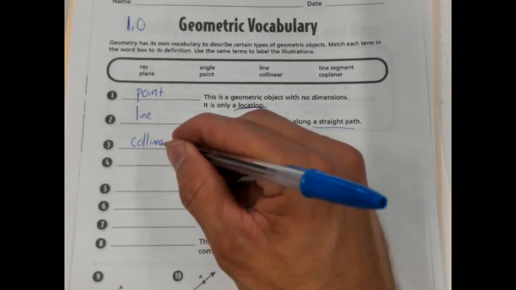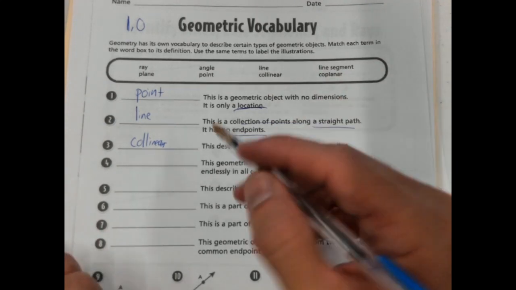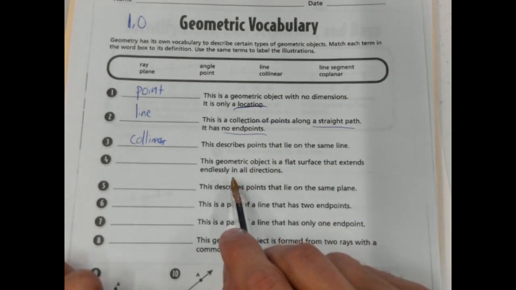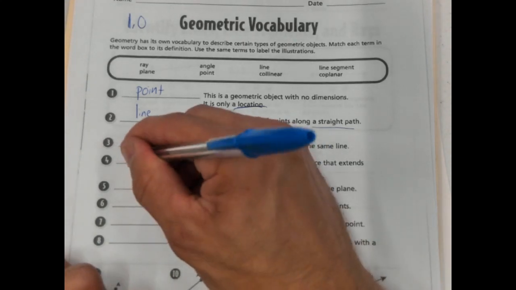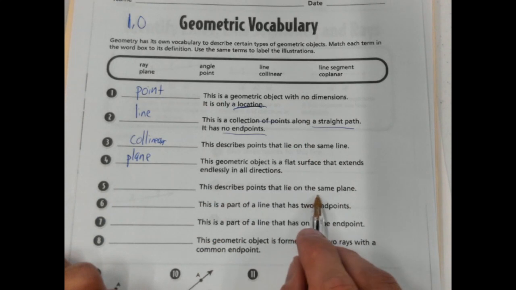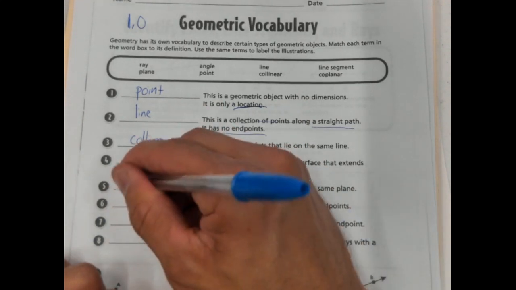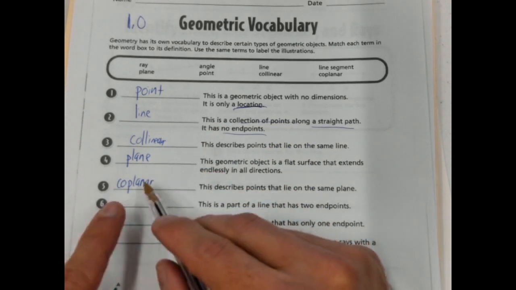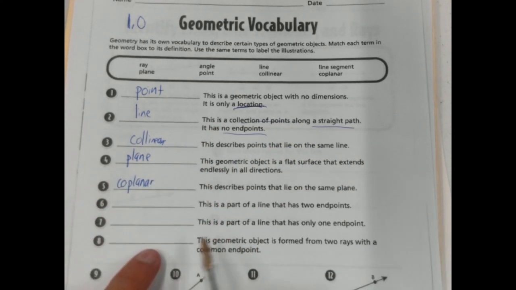If you have a hard time remembering that, just remember linear, line. It kind of does it. This geometric object is a flat surface that extends endlessly in all directions. That's going to be plane. And this describes points that lie on the same plane. That's going to be coplanar. Coplanar and collinear are pretty similar sounding. Plane, planar, line, linear. Okay.